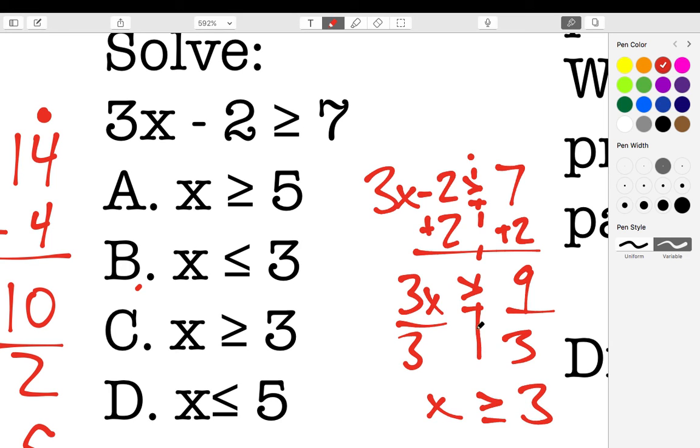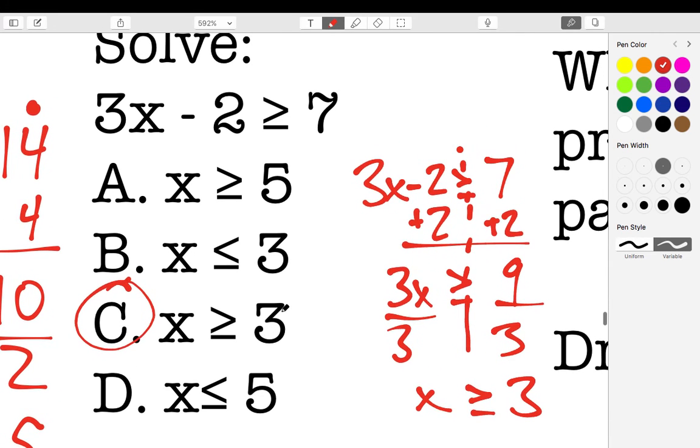Why did I not flip the sign? I divided by what kind of number, everyone? A positive. You do not flip it when it's a positive, only when you divide or multiply by a negative. So x is greater than or equal to 3. C is going to be your answer. If they put C, put plus 1. Anything else, put plus 0, please.